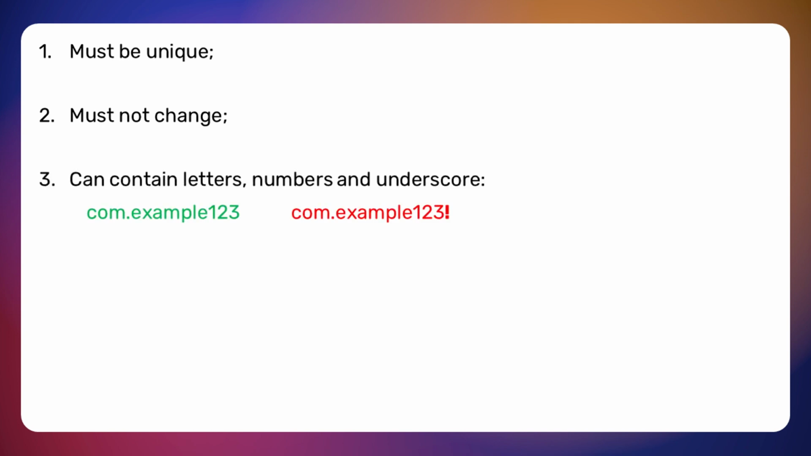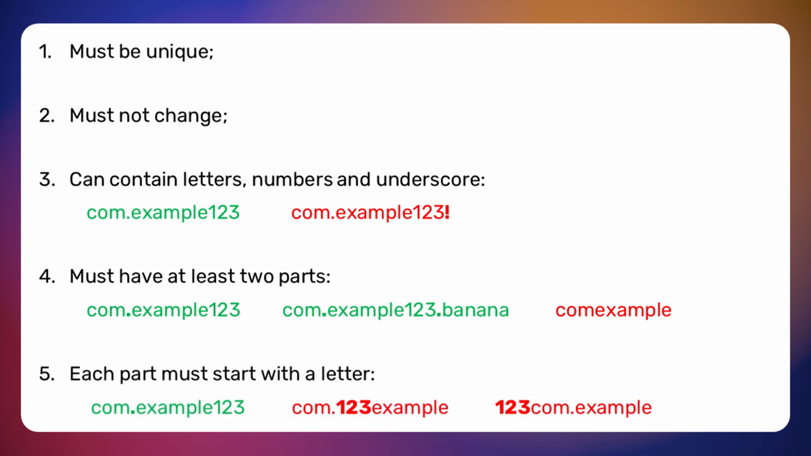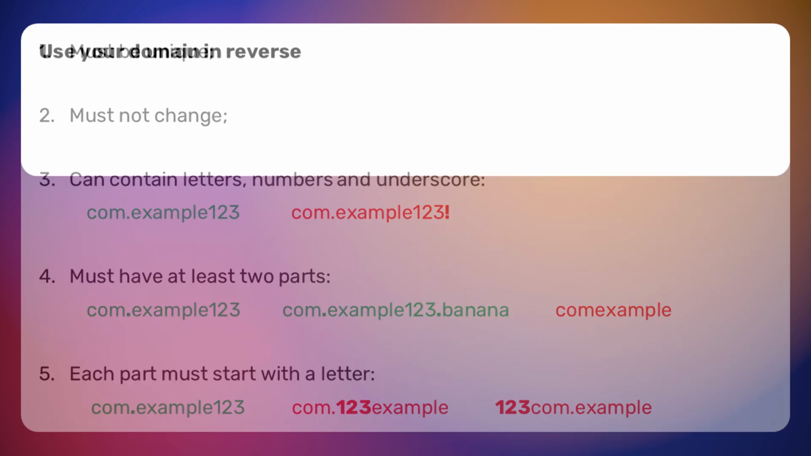3. It can only contain letters, numbers, and underscores. 4. It must have at least two parts separated by a dot. 5. Each part must start with a letter. There is one common convention for package name creation.